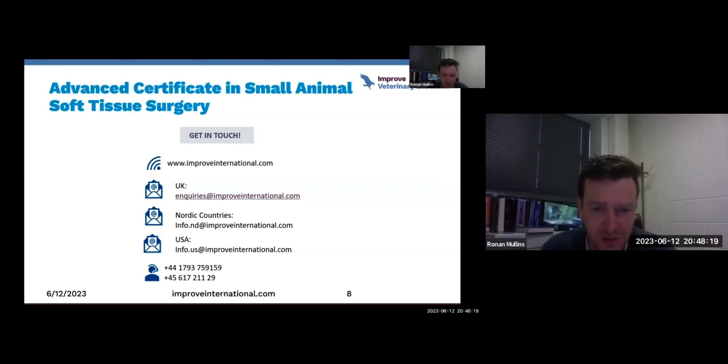With regard to empirical use of antibiotics, if you're in the situation of having a clean wound in terms of wound classification, and you have a short surgery, obviously I would be looking at not using antibiotics in these cases.